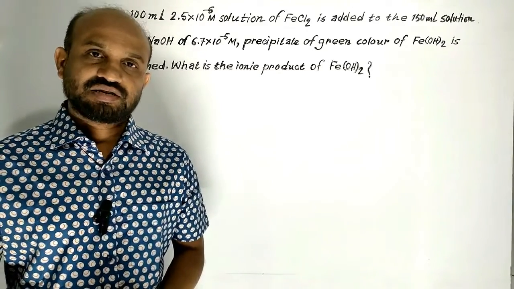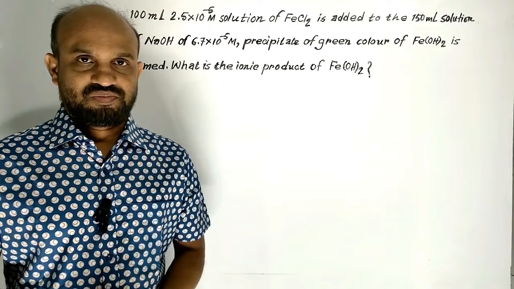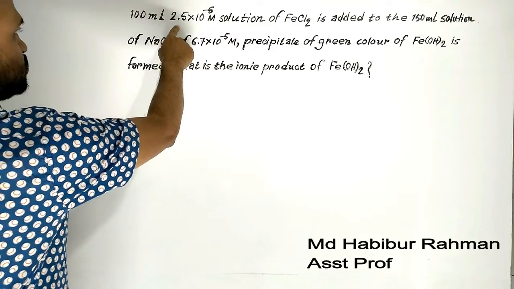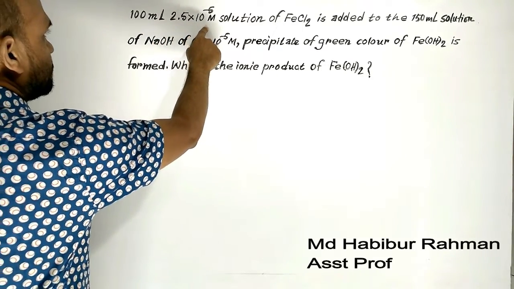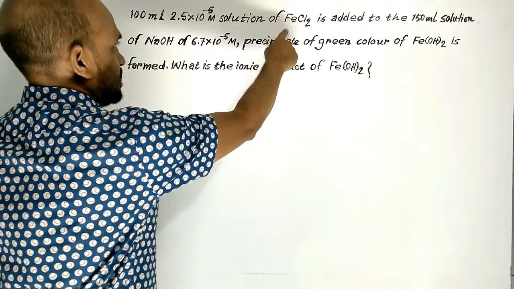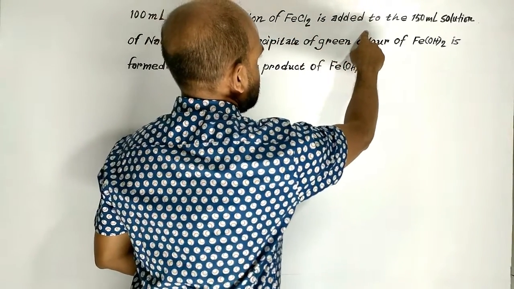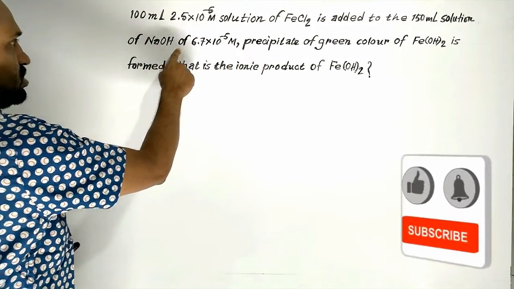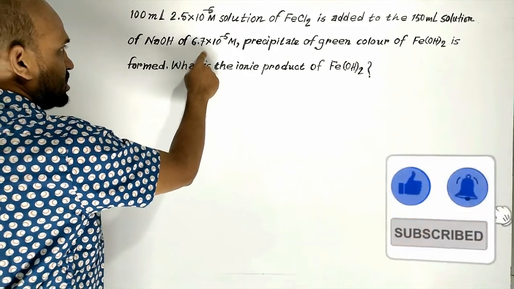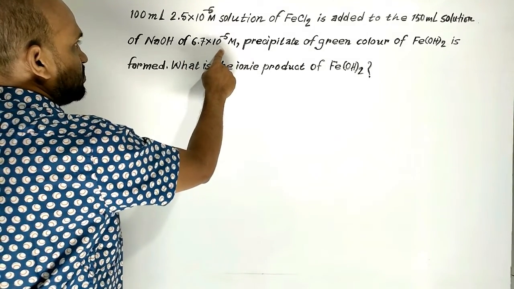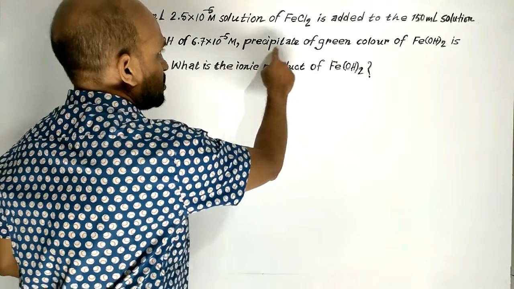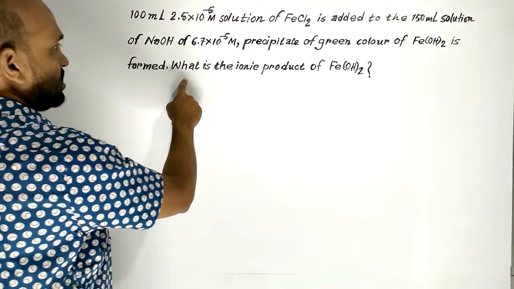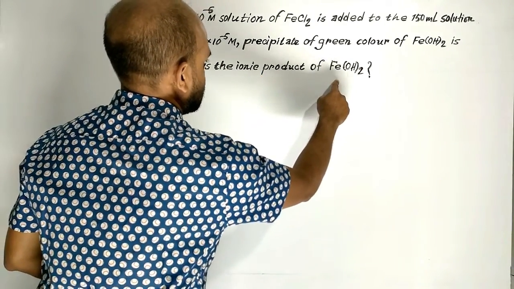Mathematical problem related to solubility. Let us see the problem. Today's problem is: 100 milliliter of 2.5 times 10 to the power minus 5 molar solution of ferrous chloride is added to the 150 milliliter solution of sodium hydroxide of 6.7 times 10 to the power minus 5 molar. Precipitation of green color of ferrous hydroxide is formed.